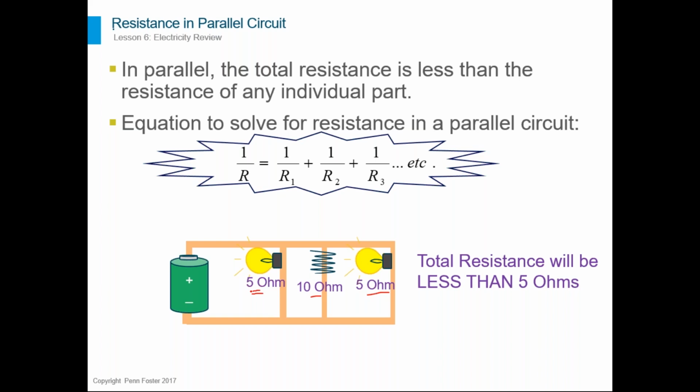So the formula that we have for solving for the resistance of a parallel circuit is 1 over the total resistance. Okay, that's 1 over R. R on that side is the total resistance, equals 1 over the resistance of device 1 plus 1 over the resistance of device 2 plus 1 over the resistance of device 3. And you could keep going for how many devices you have. So if you have 12 devices, you just keep going 1 over resistance, 1 over resistance, 1 over resistance 12 times.